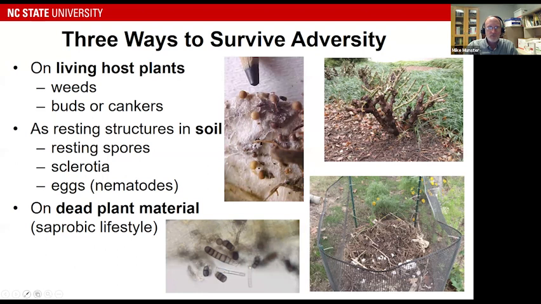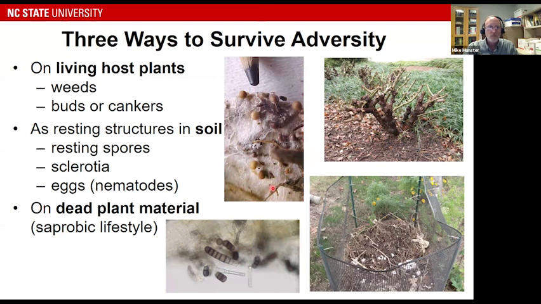The second strategy would be as resting structures in the soil, resting spores, for example, down there at the bottom center. Those are the aleuriospores of, it's called Berkeleyomyces now, Thielaviopsis, that causes black root rot. Or it could be sclerotia, these radish seed-like structures that developed from the fungus Sclerotium rolfsii, now Athelia rolfsii. No, they changed it again. But our friend rolfsii here that causes southern stem blight. Or in the case of nematodes, eggs surviving in the soil.